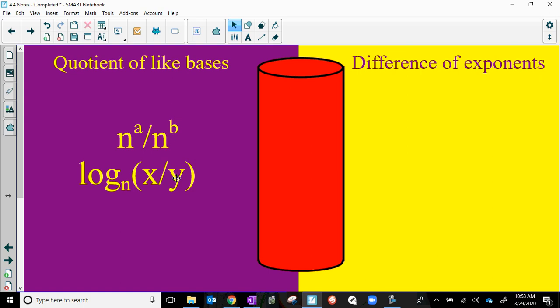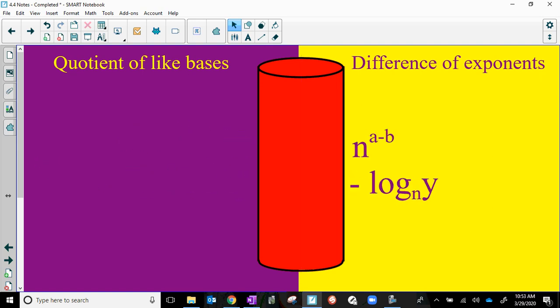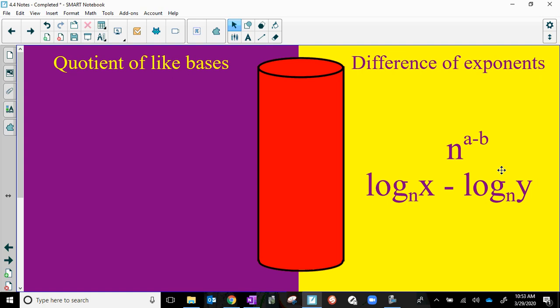So when you're dividing like bases, you subtract the exponents. The exponent I need to raise n to get x would be log base n of x. What's the exponent I have to raise n to get y? Well, that's log base n of y. So very similarly, we're going to take this, slide it through the magic tunnel, and see what it converts into. So we subtract the exponents.